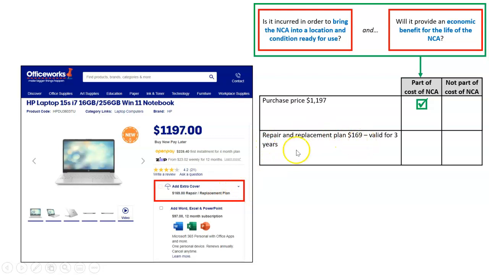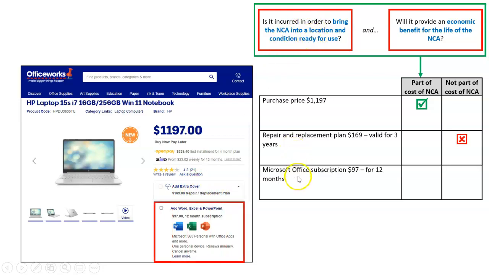This additional cover here, if you go into the details here, you'll see it's a repair and replacement plan, and it's only valid for 3 years. So that depends how long you would think this laptop is going to last. Let's say I think that laptop is only going to last for 3 years. Well, it depends. You could say, well, now, is it required to get it in a condition and location ready for use? No, you can use it without paying this. So you don't even need to pay that at all. You could still use it. So I don't think it meets this criteria here.